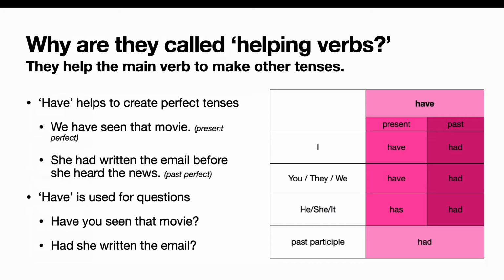So before we learn the perfect tenses, we have to be really good at using have in the present tense and the simple past tense. Have is also used for questions in the same way that be is. Since these 2 sentences use have, to make them into questions, we would also use have. We have seen that movie would become have you seen that movie? And she'd written the email before she heard the news would become had she written the email?